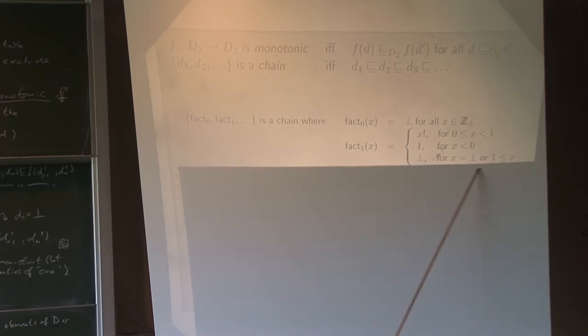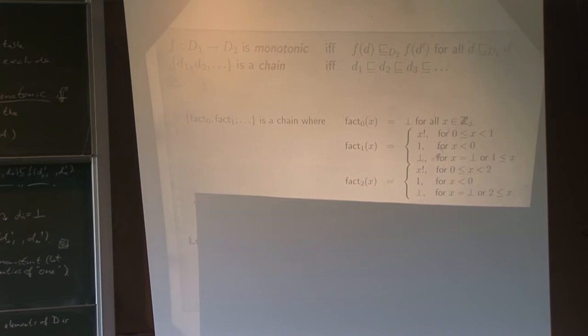So in particular it's bottom for 1, 2, 3, 4, 5, and so on. So this is like the factorial function for all numbers less than 1. Now fact 2 is like the factorial function for all numbers less than 2. So now I changed this 1 into 2 and this 1 into 2. That's the only difference. So it is like the factorial function if x is less than 2, otherwise it's bottom. And fact 3 is like the factorial function for all x less than 3, and so on.